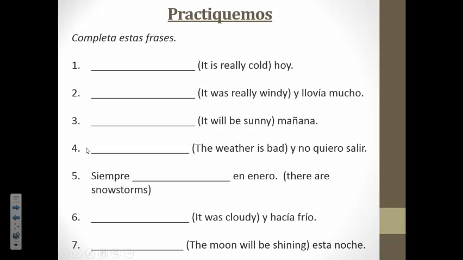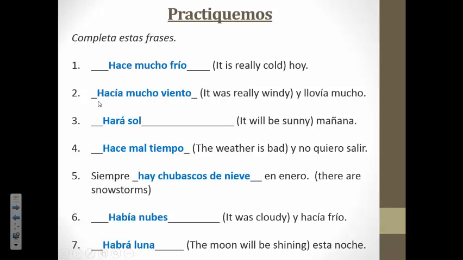Okay, now it's time to do some practice. I would like you to complete these statements based on what is in the parentheses. So let's do number 1 together. It says, it is really cold today. If you look on section A of your note guide, to say it's cold, you have hace frío. But how do I say it's really cold? You should have put in hace mucho frío. Okay, please pause me and work through these examples.